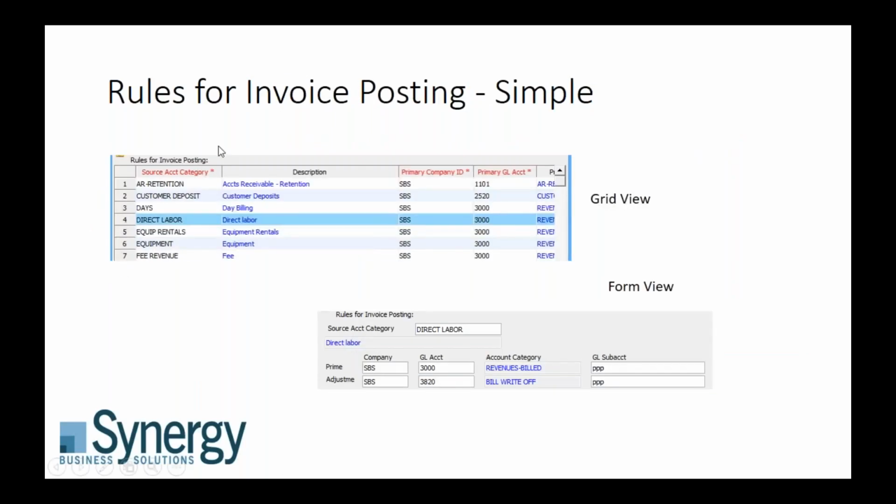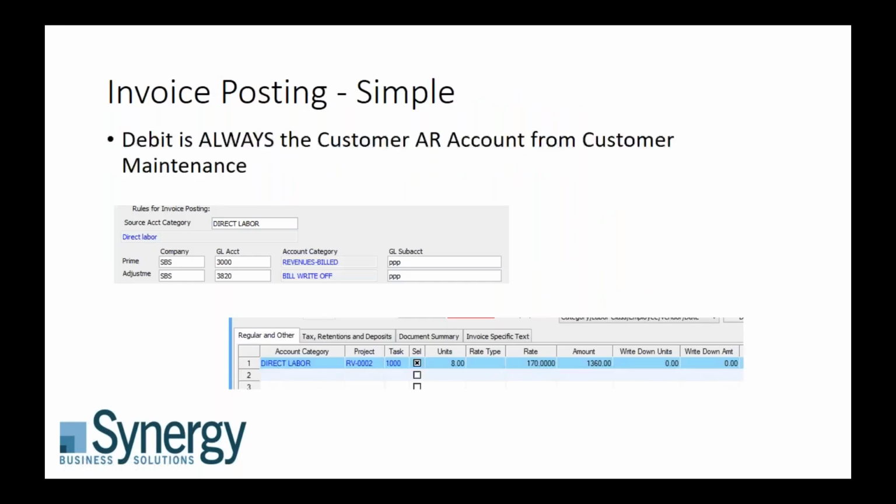So then we get into our rules for invoice posting. And I'm going to start with just a simple example with direct labor. And I'm just going to start with this prime. And one thing that you do need to keep in mind when we're talking about invoice posting is that on our rules for posting, what you don't see is the AR account. That's not listed anywhere on our line.